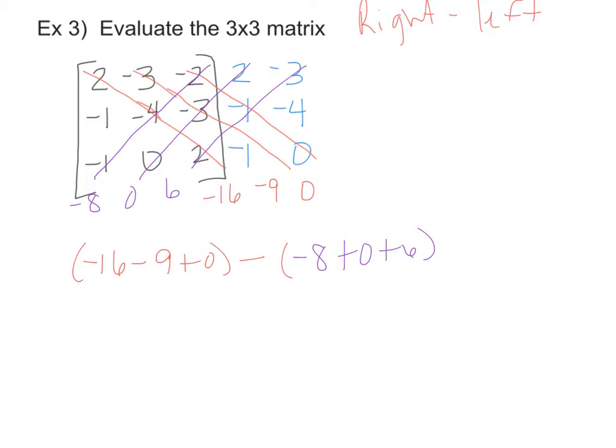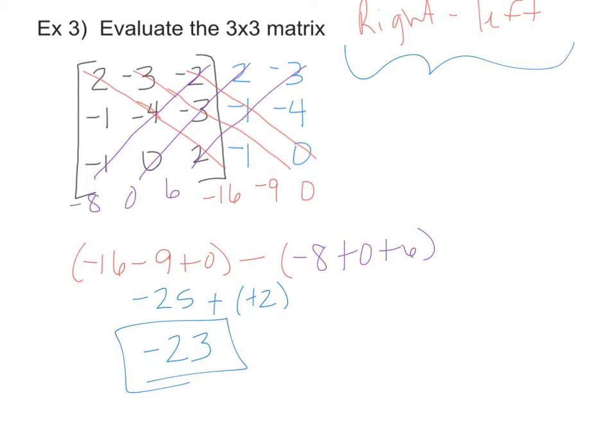So on the right, I have -25 minus, and then on the left, I have -2. So minus a negative, we add the opposite. So the value of this matrix is -23. That's our determinant. It's just a pattern. And always remember, it's just the right minus the left so that you have that same pattern, whether it's a 2 by 2 or a 3 by 3.